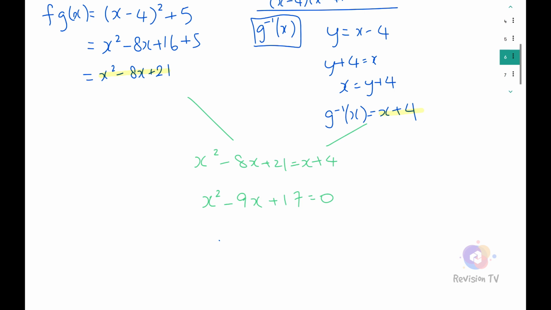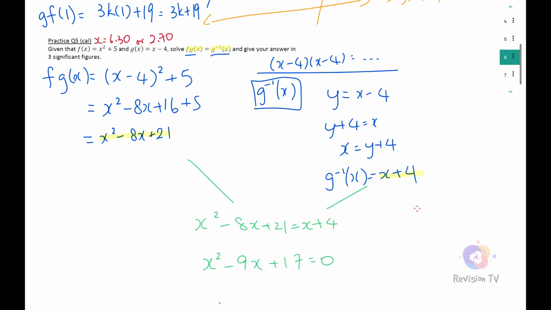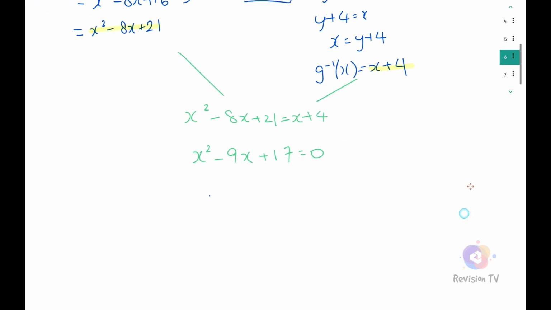Now, can it be factorized? You can try, but I can guarantee it wouldn't. The question gives away the hints that you can't factorize it. Do you know which bit of the question gives away that? Well, essentially, give your answer in 3 significant figures. If the number is not an integer or a nice fraction, chances are you can't factorize it. So use the quadratic formula.